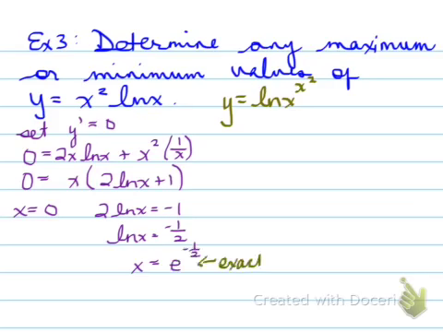So we're going to test it out by determining the intervals. So we have intervals from negative infinity to 0, 0 to e to the negative a half, and e to the negative a half to infinity. So we pick values, negative 10, 0.5, and 10. You find out that f prime of x is non-existent in the first interval.